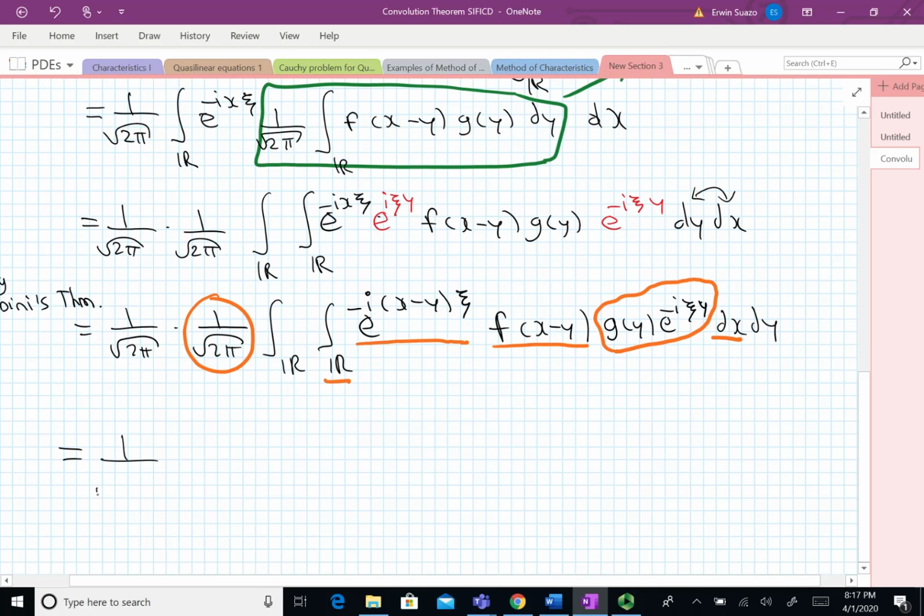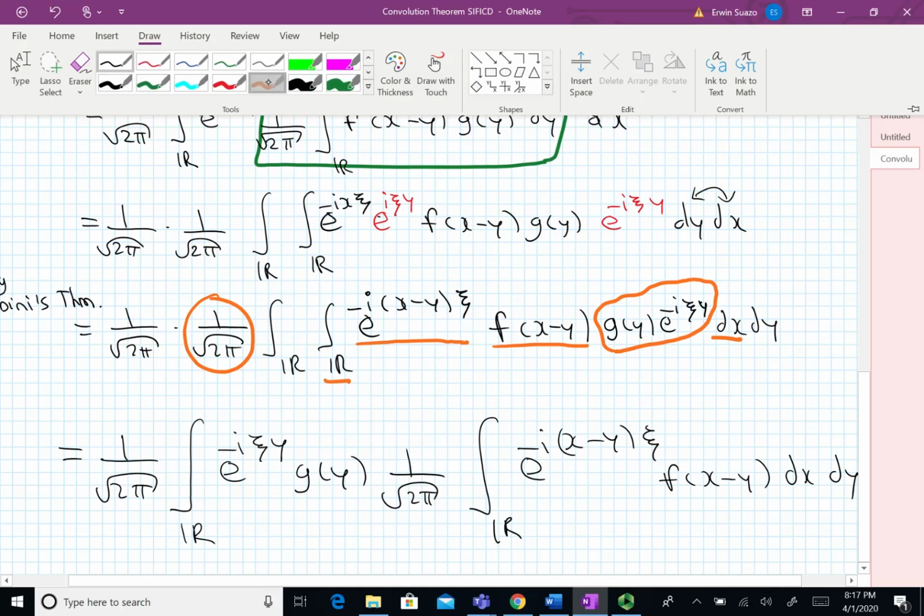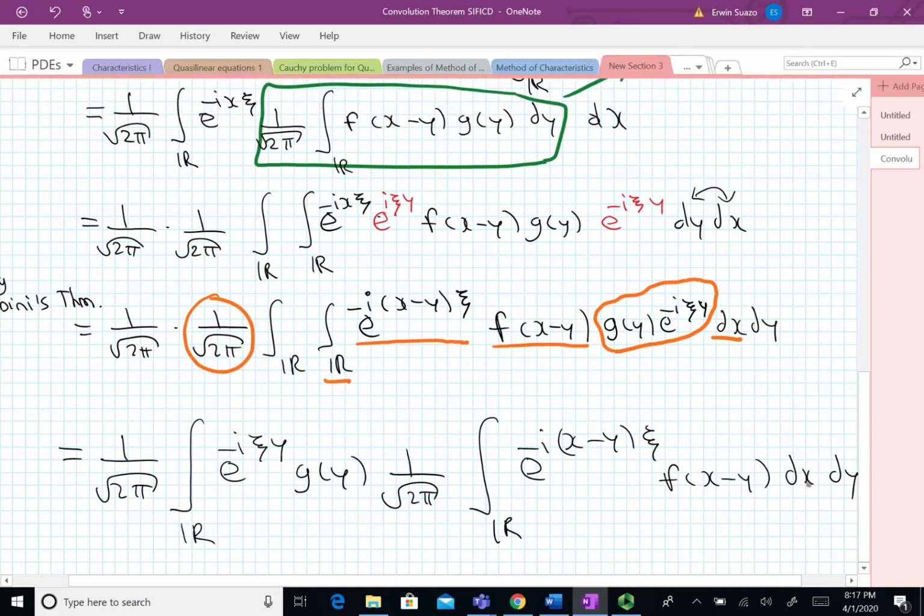We got 1 over the square root of 2 pi. And now I'm going to put my integral here. I'm going to take these guys out. So let me put e to the minus i theta y g of y, and 1 over the square root of 2 pi integral over R of e to the minus i (x minus y) theta f of x minus y dx dy. Okay, so hold on. Then look at this guy.